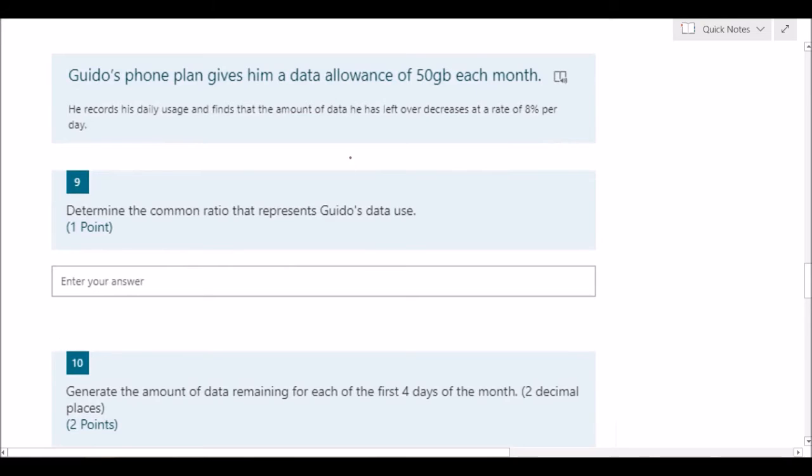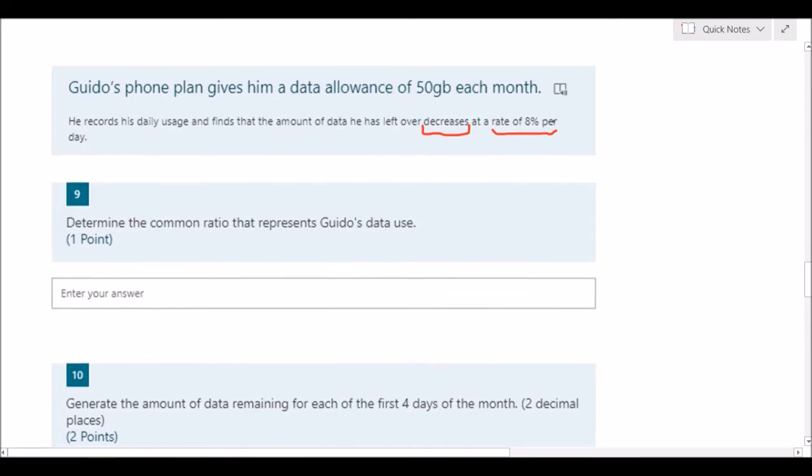Guido's phone plan gives him a data allowance of 50 gigabytes each month. He records his daily usage and finds that the amount of data he has left over decreases at a rate of 8% per day. Determine the common ratio that represents Guido's data usage. So let's read the question. Okay, you can see that he records his daily usage and he has left over, and it decreases at a rate of 8% per day. So decreasing at a rate of 8% per day.